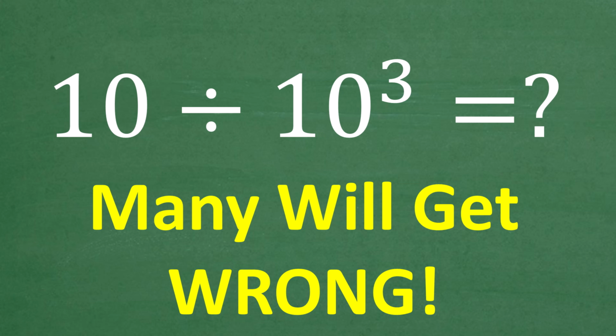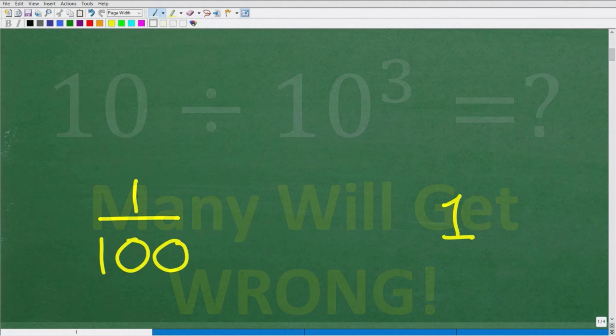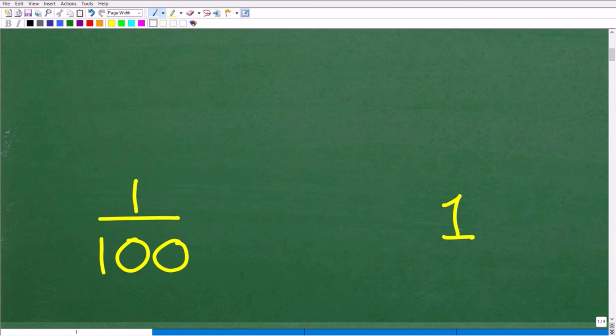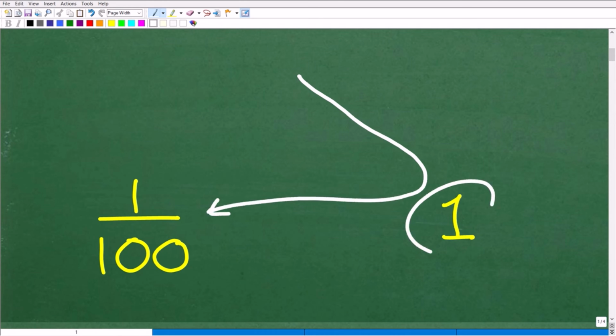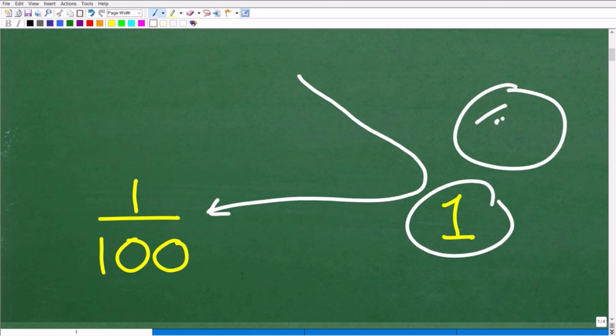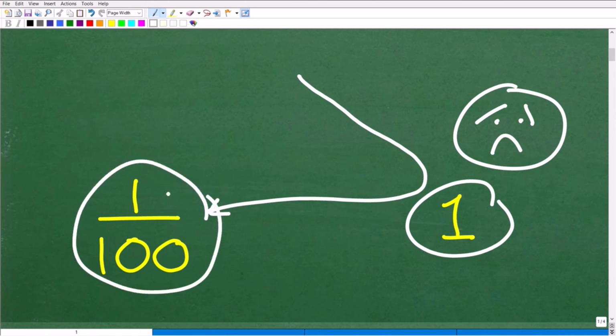So 10 divided by 10 cubed. What is the correct answer? The correct answer is going to be one of these answers, okay? So which one did you pick? Well, did you pick this answer? Well, that is the wrong answer. Unfortunately, I have to give you a little sad face for this, but this is the correct answer.